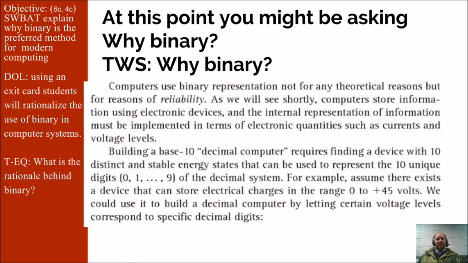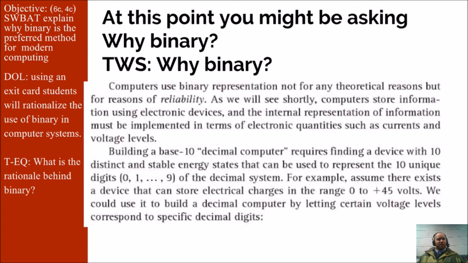So building a base 10 decimal computer requires finding a device with 10 distinct and stable energy states that can be used to represent the 10 unique digits 0 to 9. Okay, so for this example, assume there exists a device that can store electrical charges in the range of 0 to 45 volts. We could use it to build a decimal computer by letting certain voltage levels correspond to specific decimal digits, but that's not possible. What is so much more possible is going with just two values, a 0 and a 1.